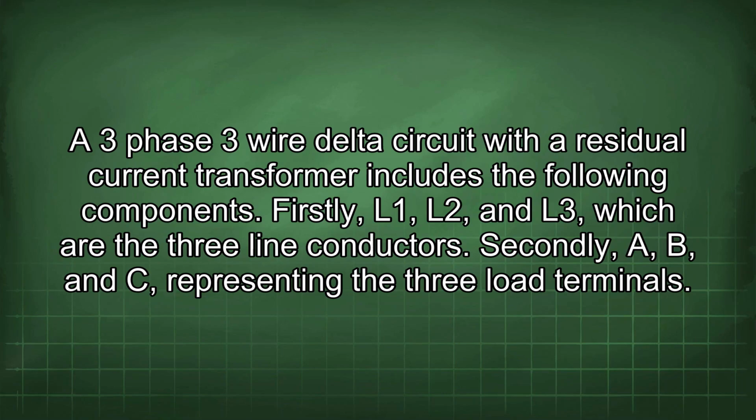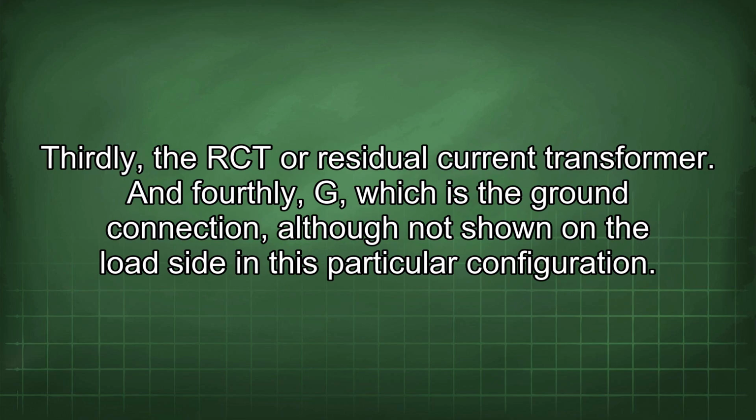A three-phase 3-wire delta circuit with a residual current transformer includes the following components. Firstly, L1, L2, and L3, which are the three line conductors. Secondly, A, B, and C, representing the three load terminals. Thirdly, the RCT, or residual current transformer. And fourthly, G, which is the ground connection, although not shown on the load side in this particular configuration.